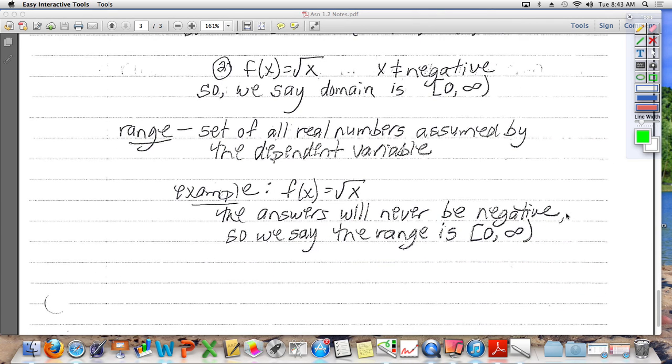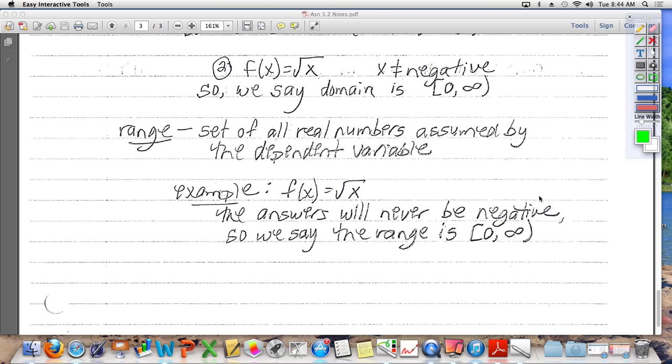The range is the set of all real numbers assumed by the dependent variable. In other words, the range is the y values. What are you going to get out of the function if you put in a bunch of different inputs? An example of that: f of x is equal to the square root of x. We just talked about that above.